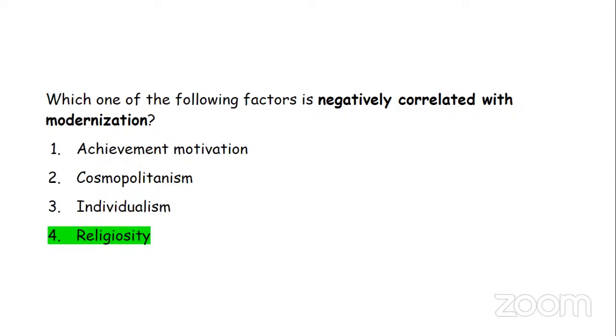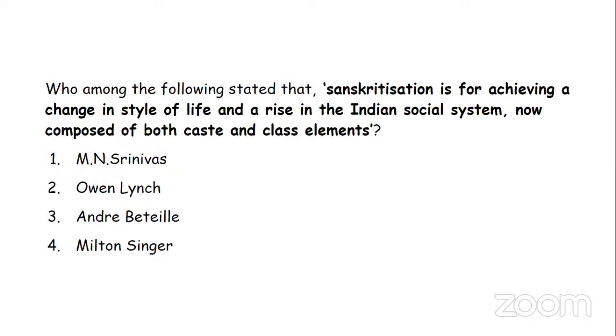But achievement motivation, cosmopolitanism, individualism, etc., have a positive relation with modernization. As modernization increases, all these three factors also increase. But religiosity has a negative correlation with modernization. So the right answer is religiosity. This is a very simple question. Now let's move to the next question.